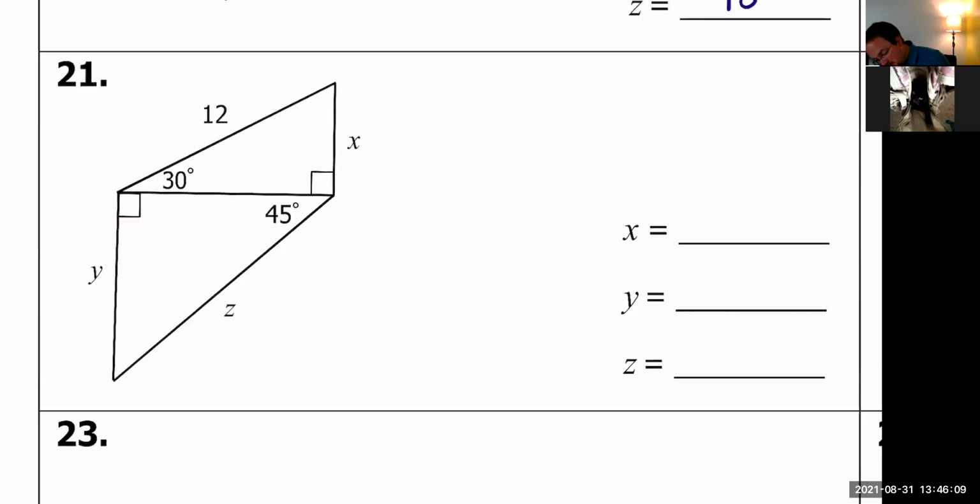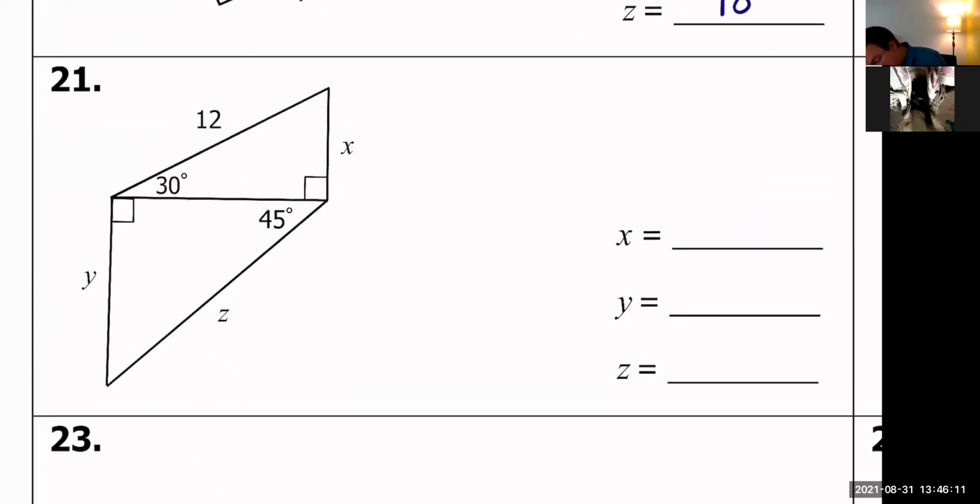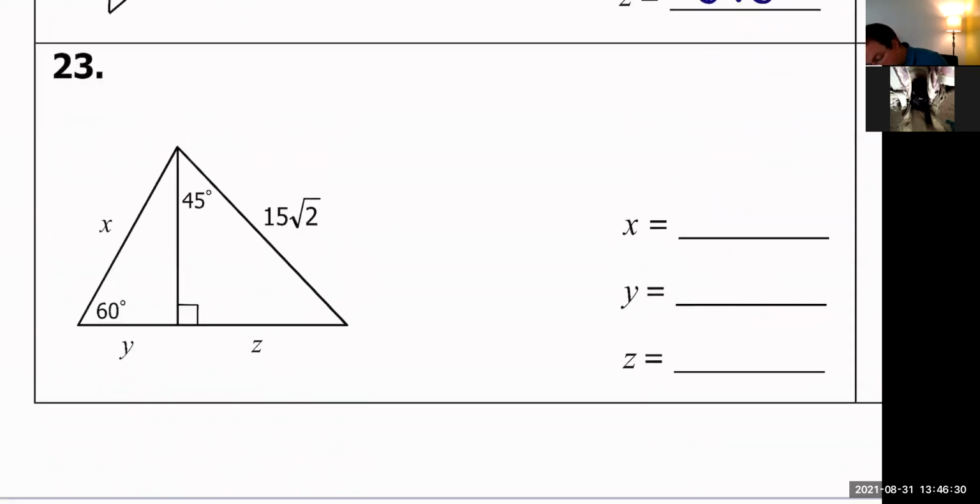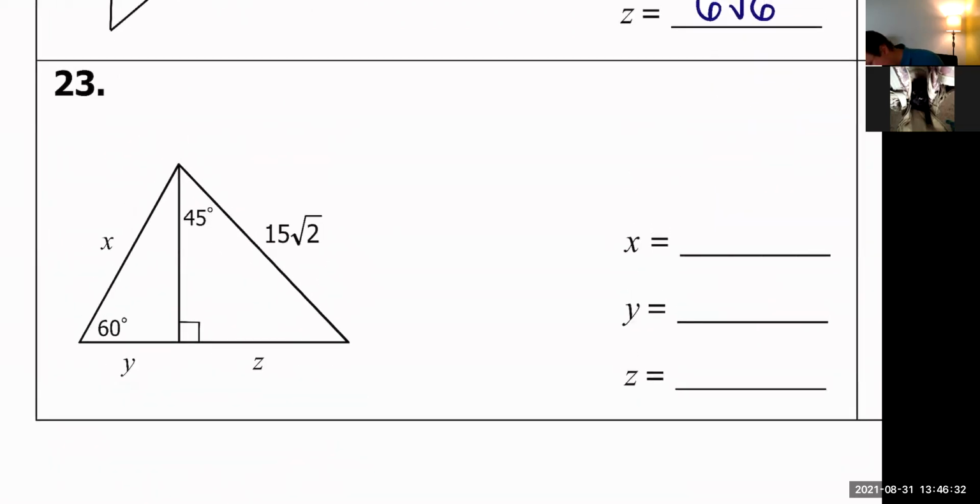Number 21, if you wanted to try this one out, X, you should get 6. Y, you should get 6 times the square root of 3. And Z, you should get 6 times the square root of 6. And then number 23, X, you should get 10 times the square root of 3. Y, you should get 5 times the square root of 3. And Z, you should get 15.